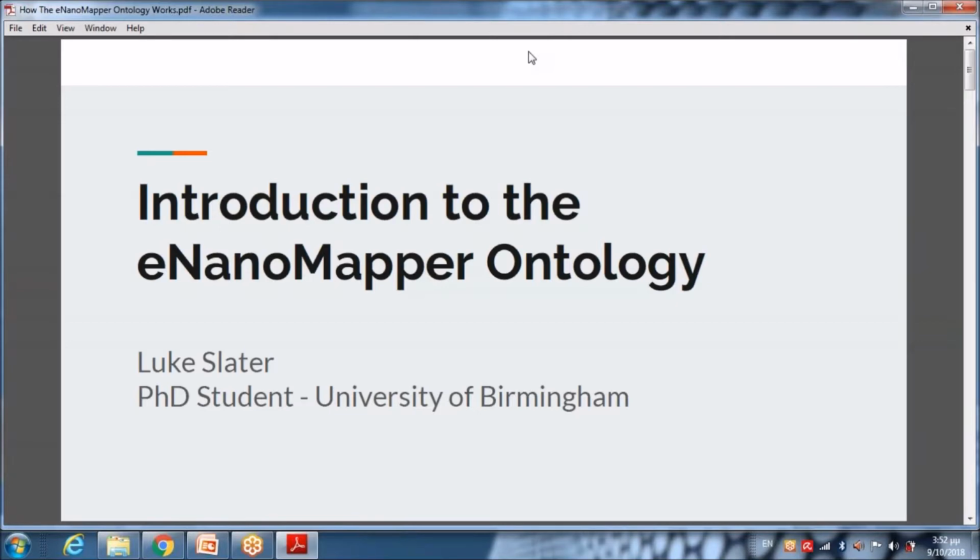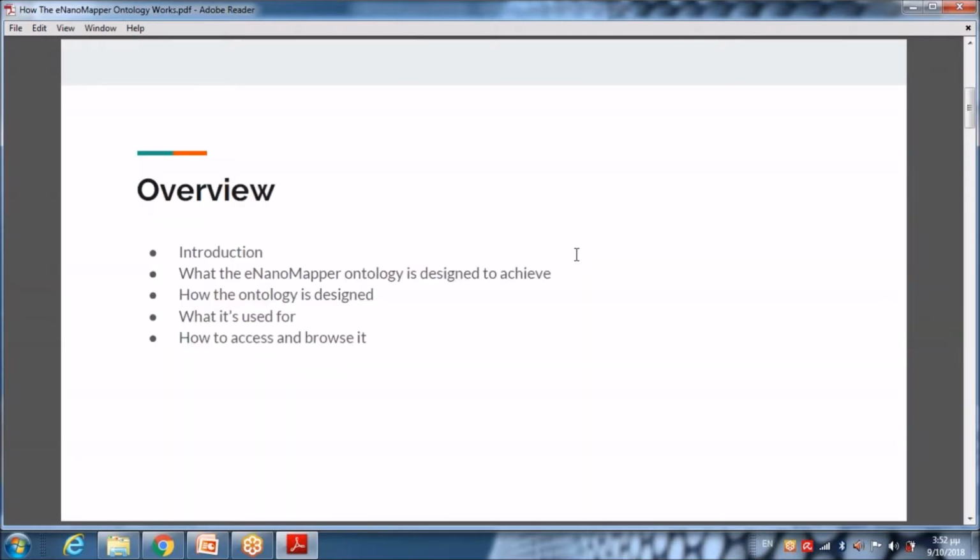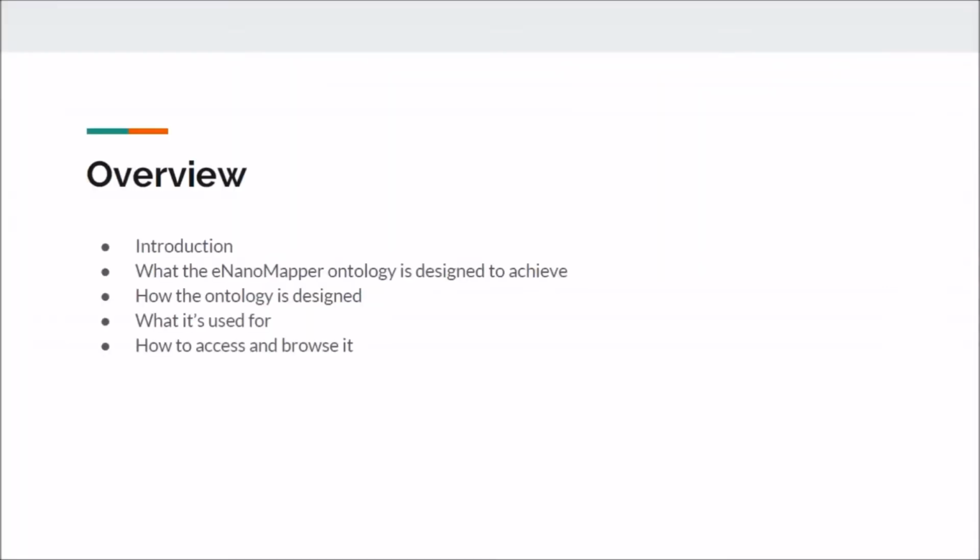So my name is Luke. I'm from the University of Birmingham. We've just heard from Tassos the kinds of things that ontologies are, in that they describe the kinds of things that exist within a particular domain. Now we're going to move from that to talking about the eNanoMapper Ontology and some various points about it.